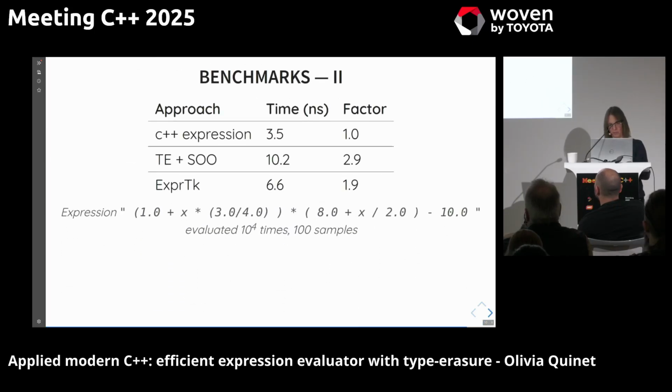And for more complex expressions, we have those results. So our method is 3 times slower. ExprTk is about 2 times slower. So there is still some space for improvement, but I didn't have the time to do that.